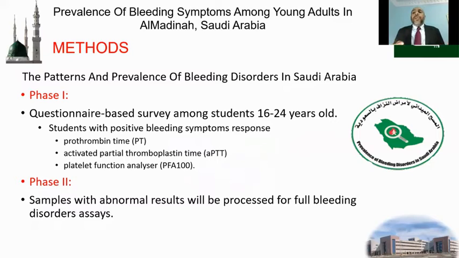This project consists of 2 parts. Phase 1 is a questionnaire-based survey among students who are 16 to 24 years old, and those students who tend to give a positive response regarding the symptoms. I'm talking about significant symptoms. So we will run PT, aPTT, and BFA at the bench side.